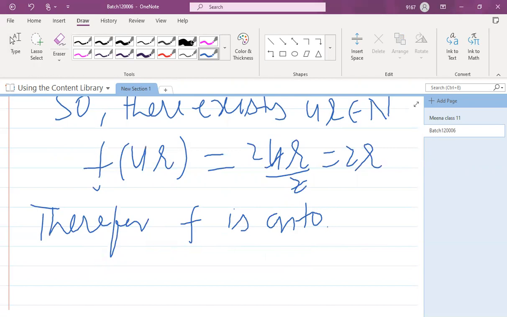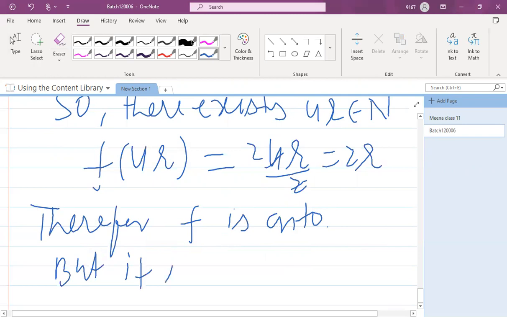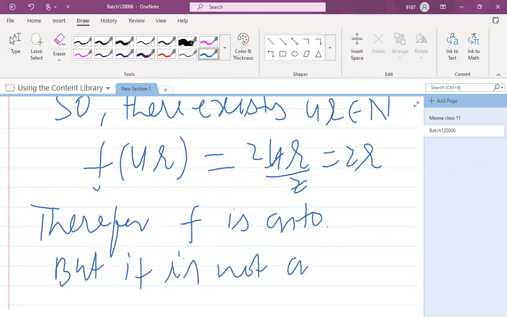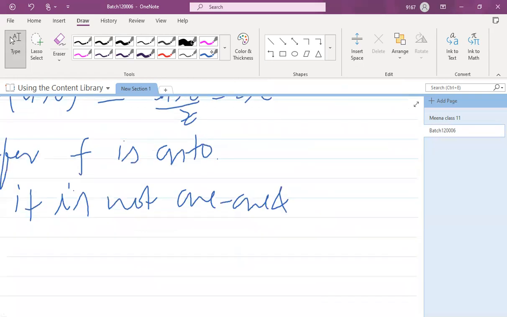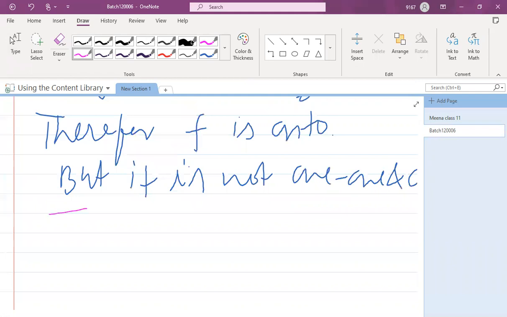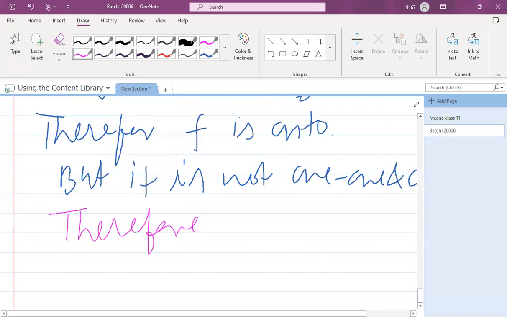But it is not one-one and onto. Therefore, it is not bijective.